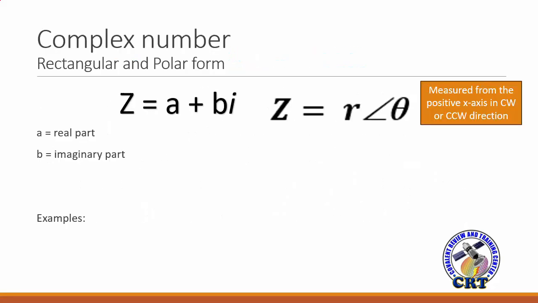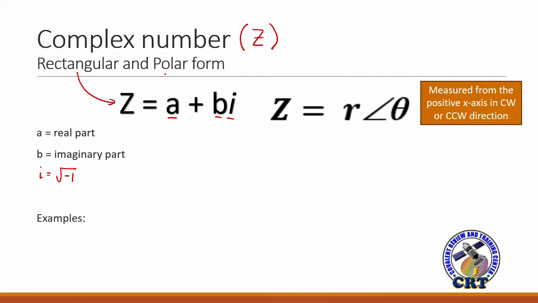Let's begin. Complex numbers can be in the form of rectangular and polar. So this is the rectangular form, represented by z, that is our complex number. In the rectangular form, this is equivalent to a plus bi, wherein a is the real part, b is the imaginary part, and i is the identifier of the imaginary part. And also, i is equivalent to the square root of -1.